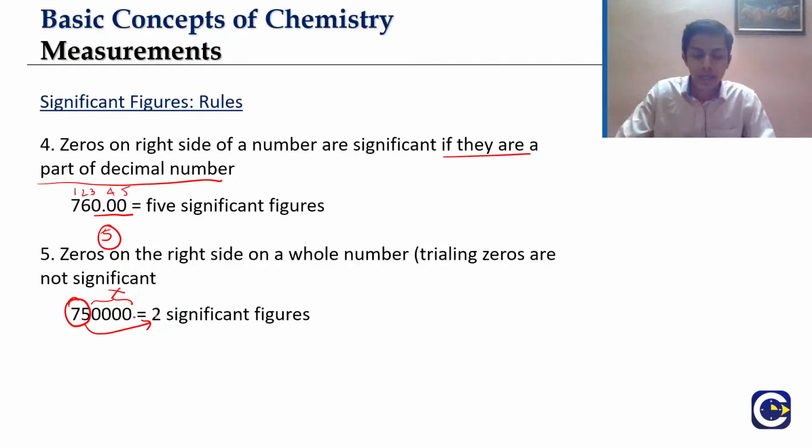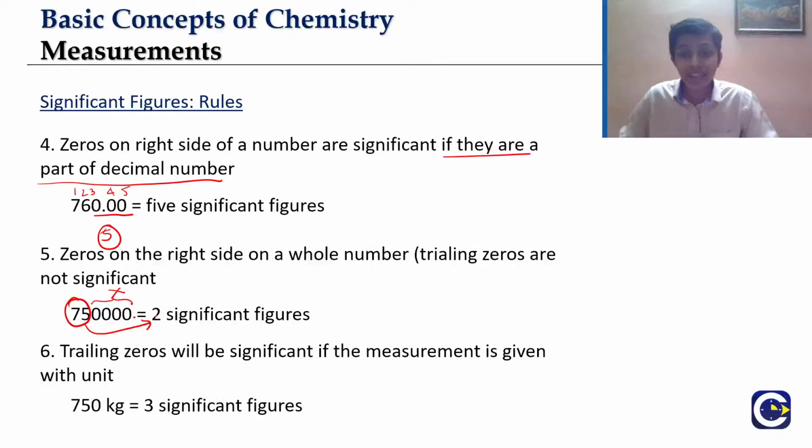And the sixth point: trailing zeros will be significant. That means even if there is no decimal, it can be significant if the measurement is given with the unit.